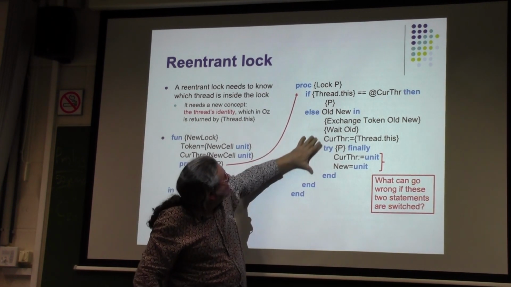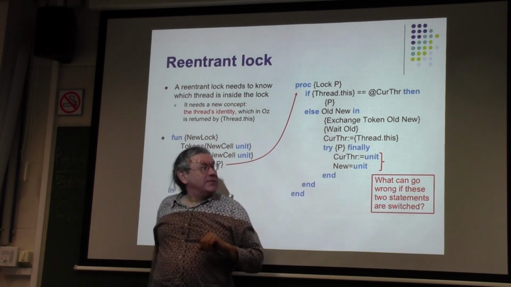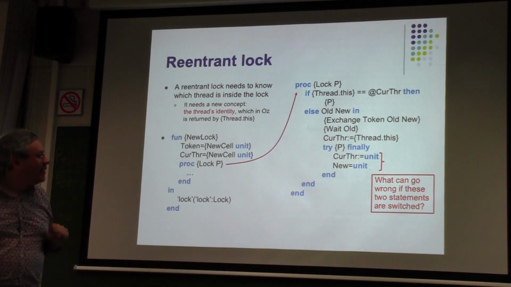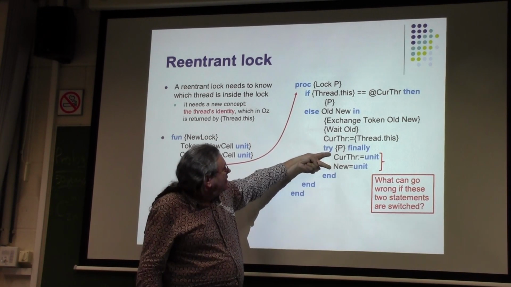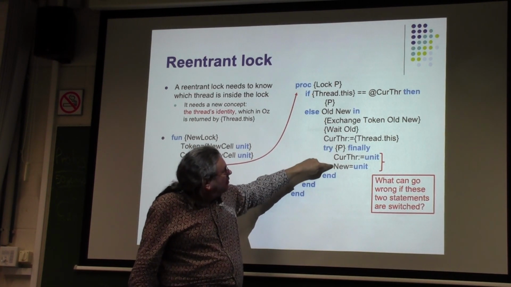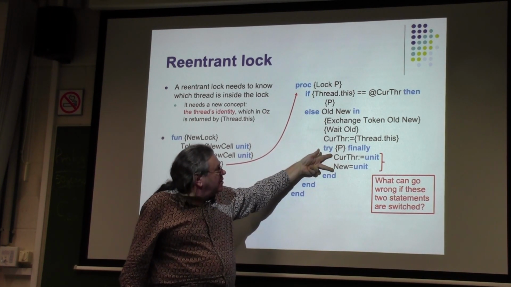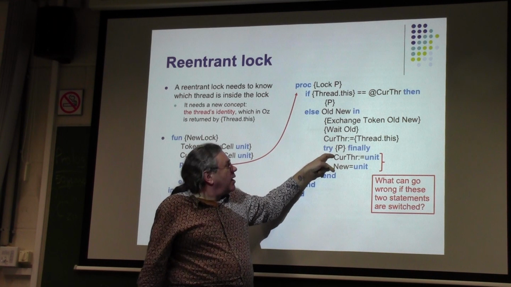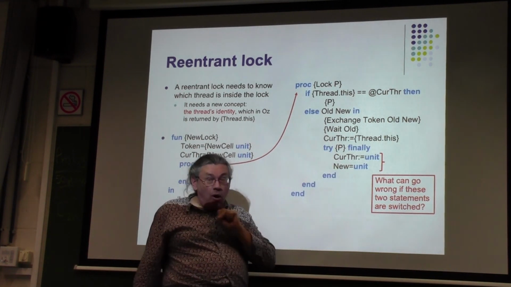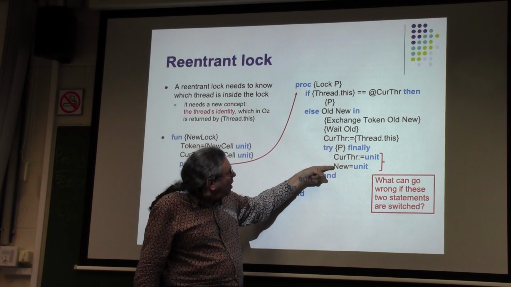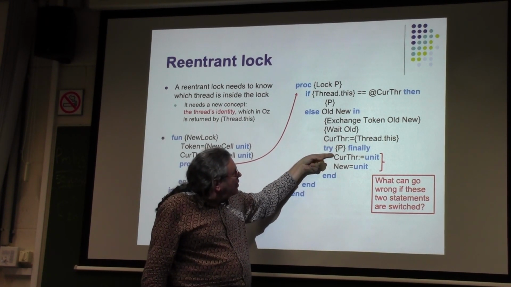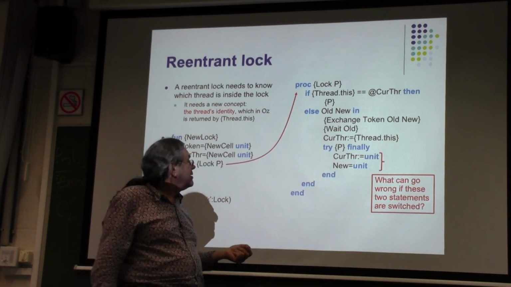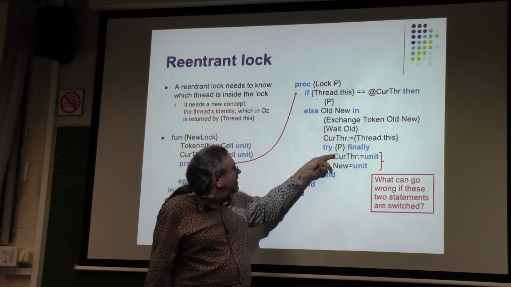Now this is very tricky. You have to do it exactly in this order. What can go wrong? These two statements have to be in this order. If they're switched, your program is buggy. Basically, if they're switched, what happens? New equal unit means you go out. That means once you're out, the current thread will still think you're in. And if another thread tries to get in, that's a problem.